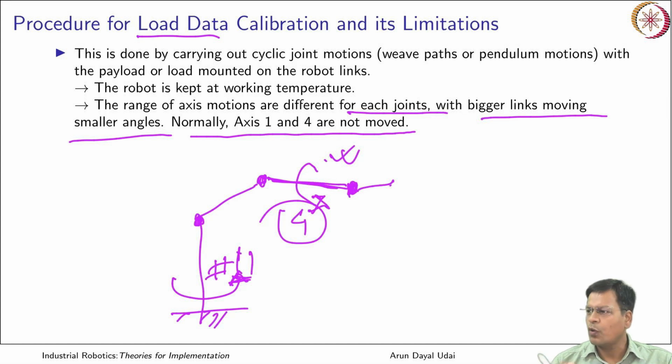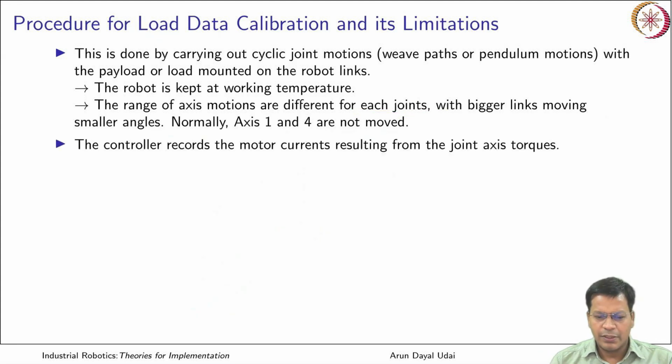Okay, so few robots use this motion also in order to find out the moment of inertia, but definitely not while calculating the static load. So yes, the controller records the currents that result from the joint axis torque while it is moving.